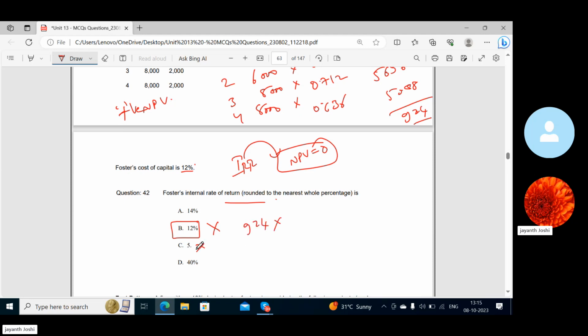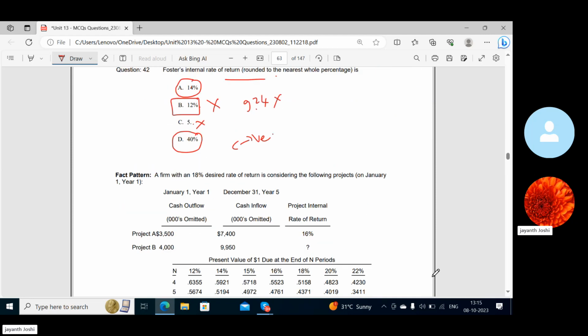With 12%, I'm getting a positive NPV of 924. It's not zero. So we will try with 14%. If 12% is giving me a positive NPV, 40% will definitely give me a negative NPV. But I don't want a negative NPV, I want zero, right? So let's try with 14%. I'm putting the same things here.